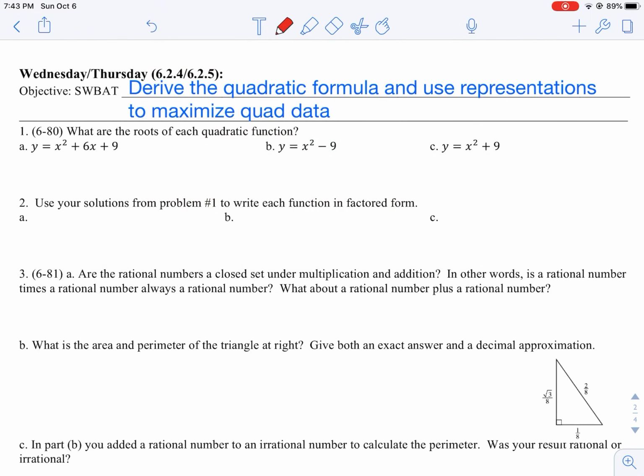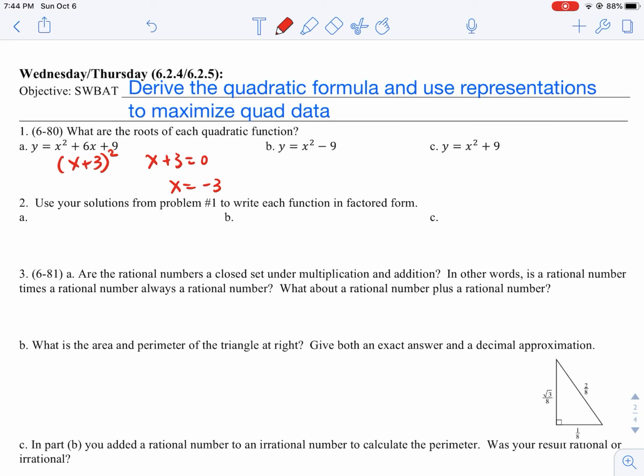What are the roots of the quadratic function? That means we want to factor. So if you factor, you would get (x + 3)², because it's a perfect square trinomial. And you can set x + 3 equal to 0, and you get x equals negative 3. Because it's a perfect square trinomial, you only have one answer.